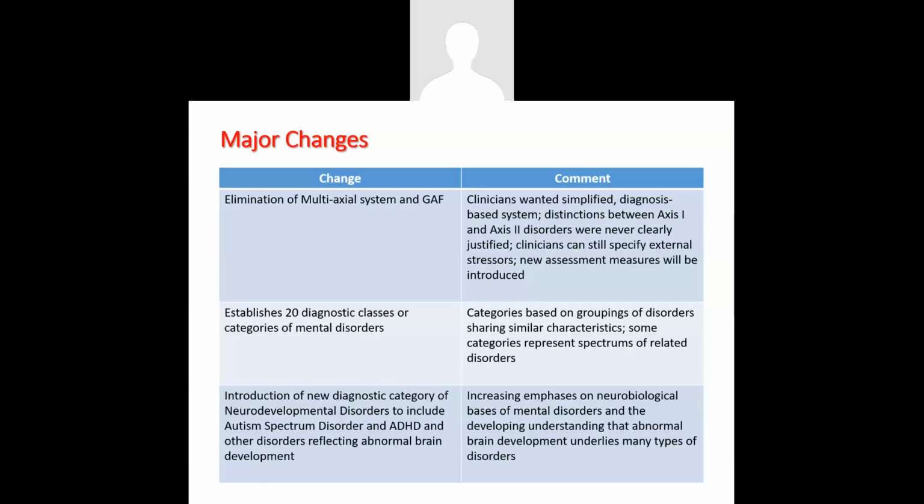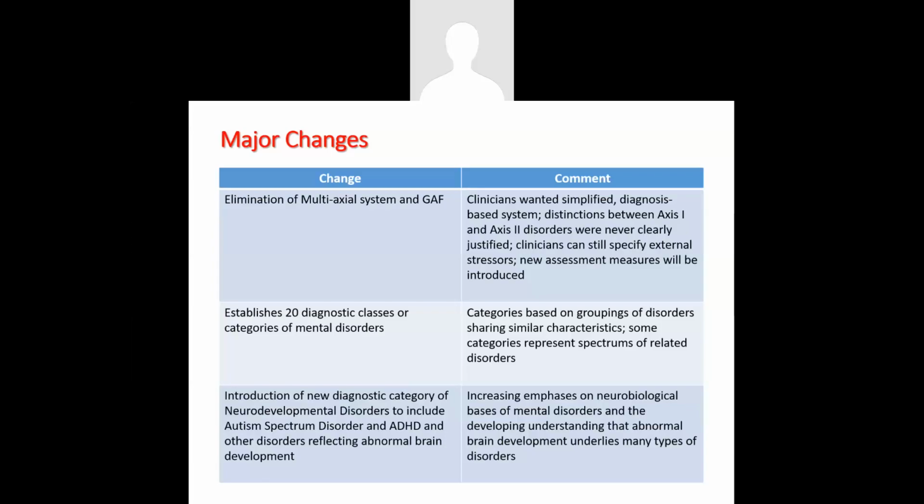So we already talked about that elimination of the multi-axis system and on the 5th axis, that global assessment of functioning. Clinicians wanted a simplified diagnosis-based system, so they got rid of all those different diagnoses and now just have one number or code or one line in which to place everything.